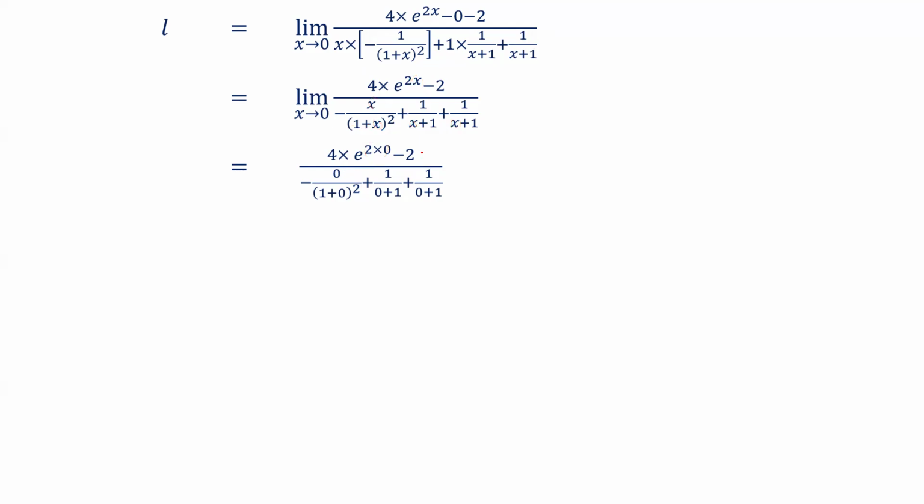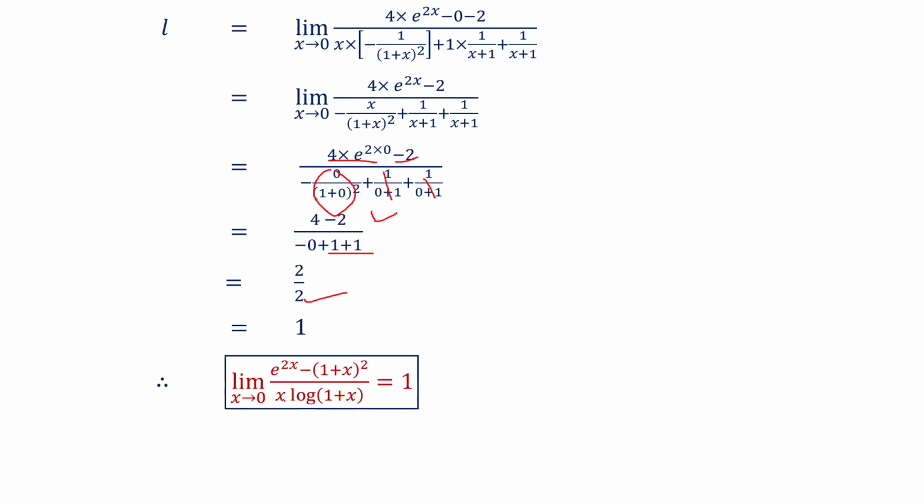If we simplify it, we get 4 into 1 is 4, minus 2. The first term in the denominator becomes 0, and then we have 1 upon 1 and 1 upon 1, so 1 plus 1. Again simplifying, 4 minus 2 is 2 and 1 plus 1 is 2, which gives us 1. Hence, the limit of (e^(2x) − (1 + x)^2) divided by (x log(1 + x)) when x tends to 0 is equal to 1. This is the desired value of the given limit. Thank you.